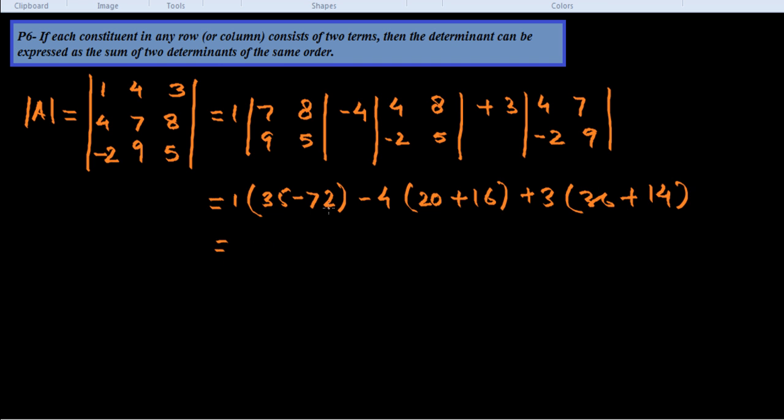So we get here 1 times (35 minus 72). 35 minus 72, we get here minus 37. Minus 4, we get here 36. 3, we get here 50. So we get here minus 37 minus 144.